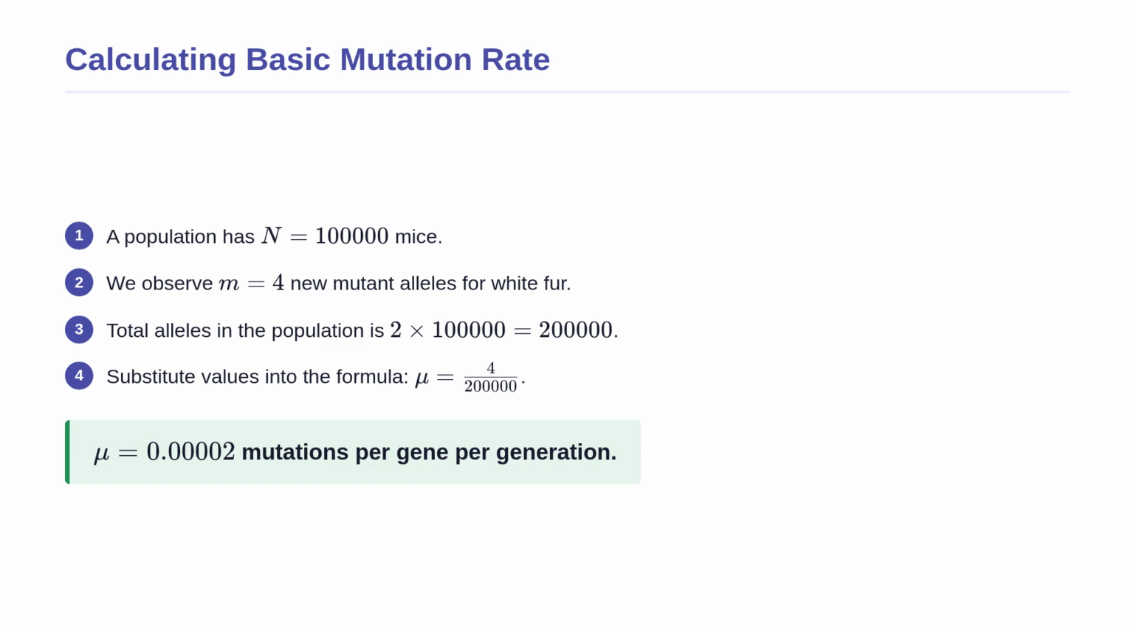We are given n equals 100,000 and m equals 4. Because mice are diploid, we first find the total number of alleles by multiplying n by 2, giving us 200,000. We then divide our 4 mutant alleles by this total allele count. This gives us a final mutation rate of 0.00002 mutations per gene per generation. Physically, this means that for every 100,000 alleles passed to the next generation, exactly 2 will carry this new mutation.